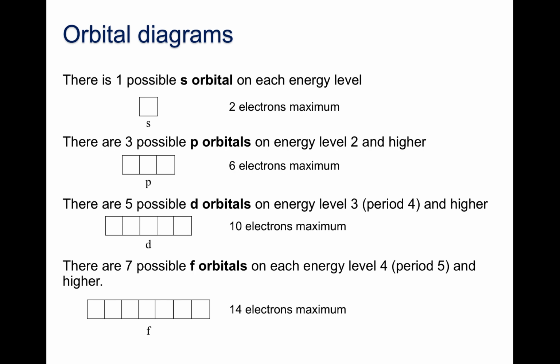For a d sublevel, you always draw 5 boxes to represent the 5 possible orbitals. And for f sublevels, you're always going to draw the 7 possible boxes for the 7 possible orbitals that the electrons can go.